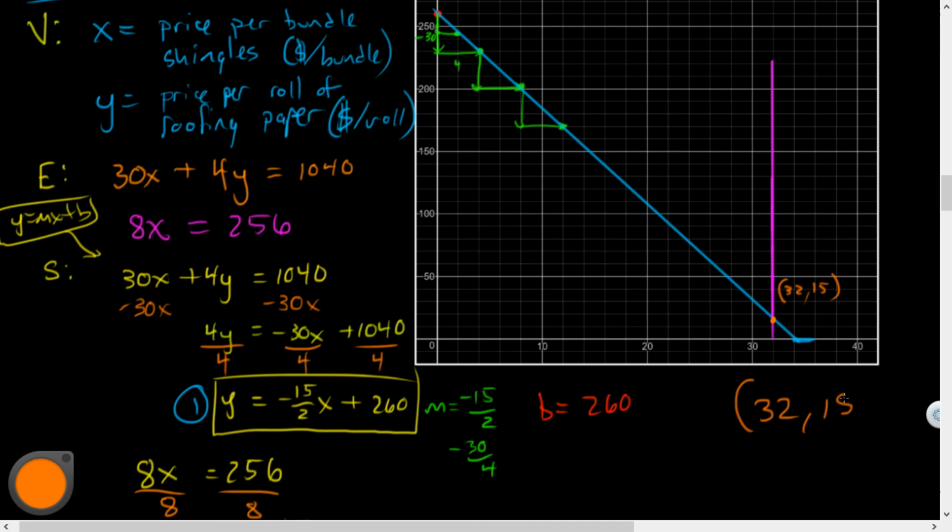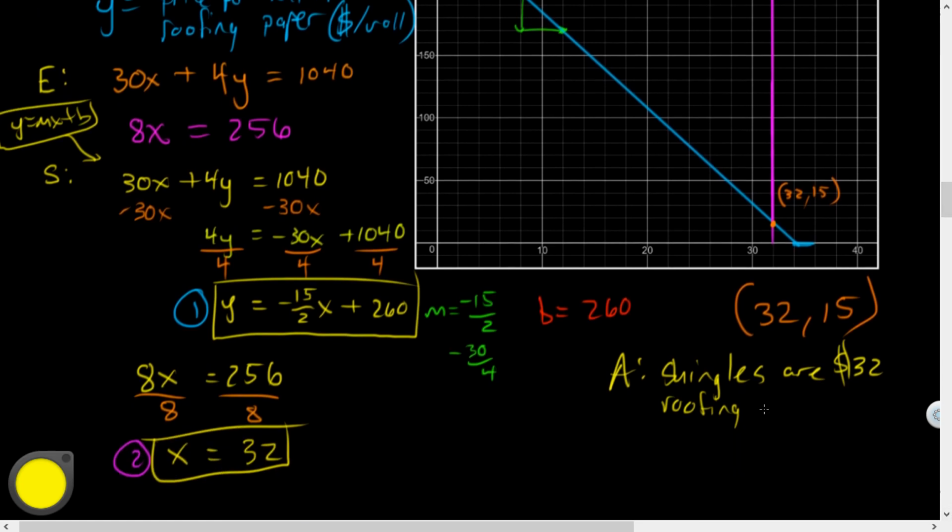So 32, 15. So this 32, I agree, is the price per bundle of shingles. So my answer would be, shingles are $32. And roofing paper is $15. Right? So guys, I was able to answer this question based on 2 unknowns. I didn't know the price of either.